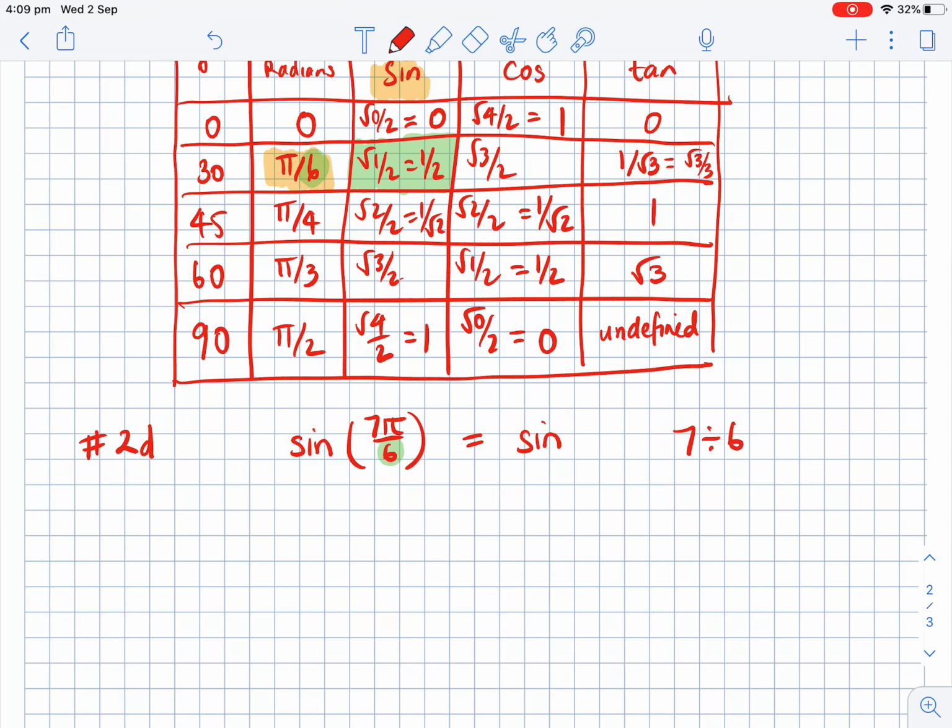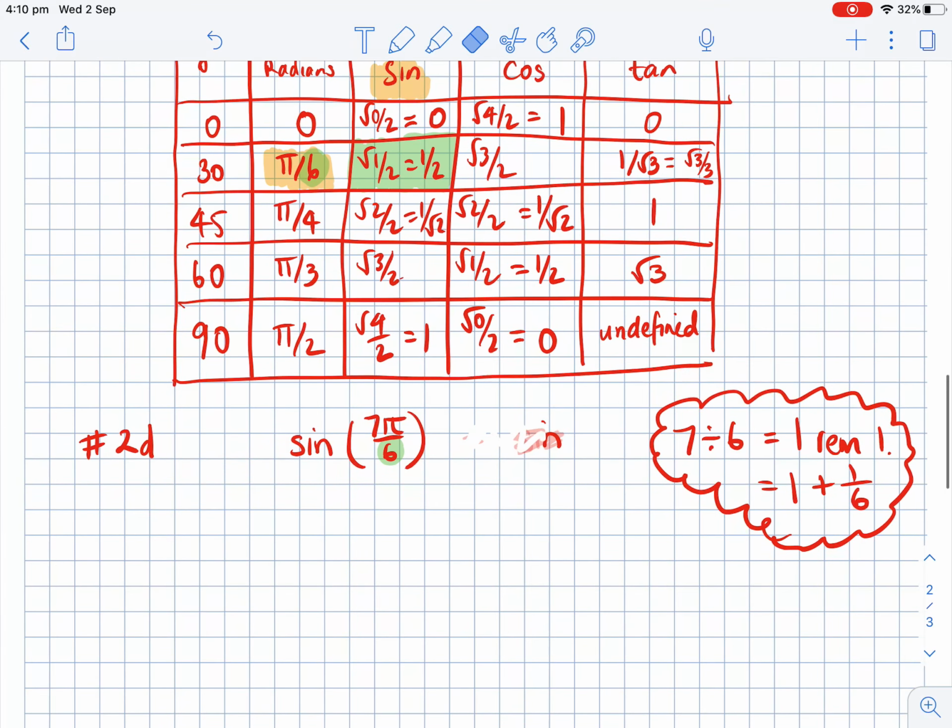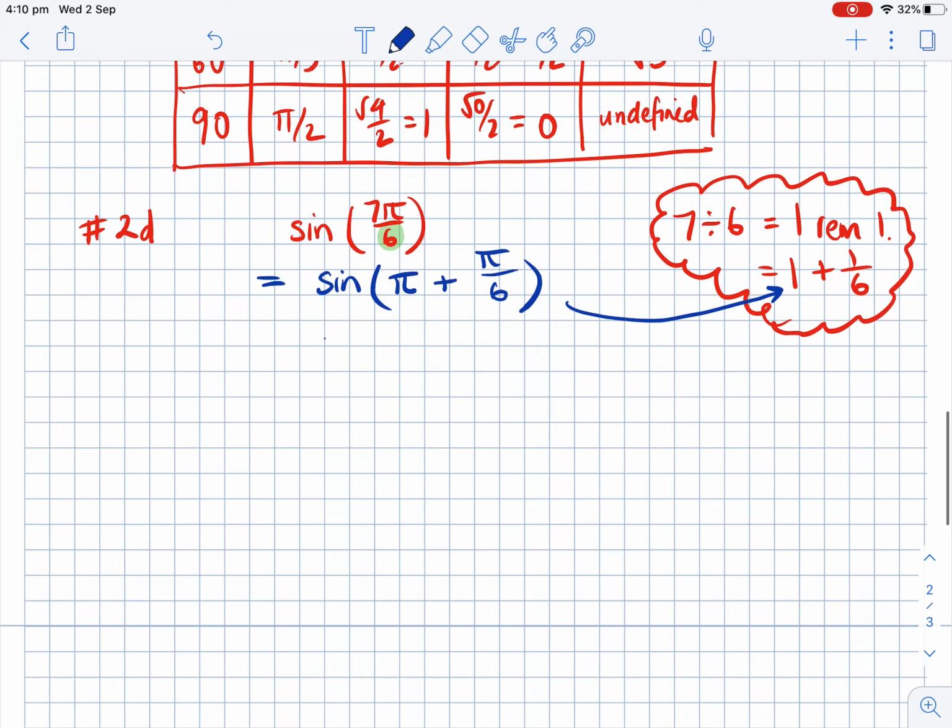So what is 7 divided by 6? 7 divided by 6 equals 1 with a remainder of 1. Or I could say it is 1 whole plus 1/6. Now that fraction skill there is really useful for working out where is 7 pi on 6. Because what I'm going to do here is say that sine of 7 pi on 6 is exactly the same as sine of 1 pi plus 1 more pi on 6. Now that links directly to what I did here. I just added the pi's.